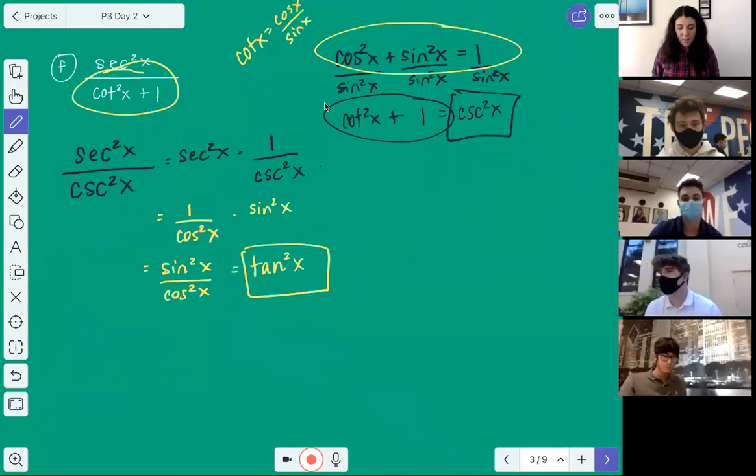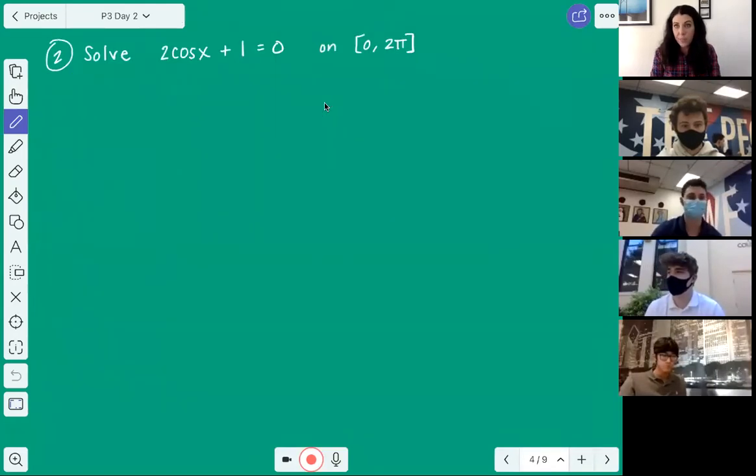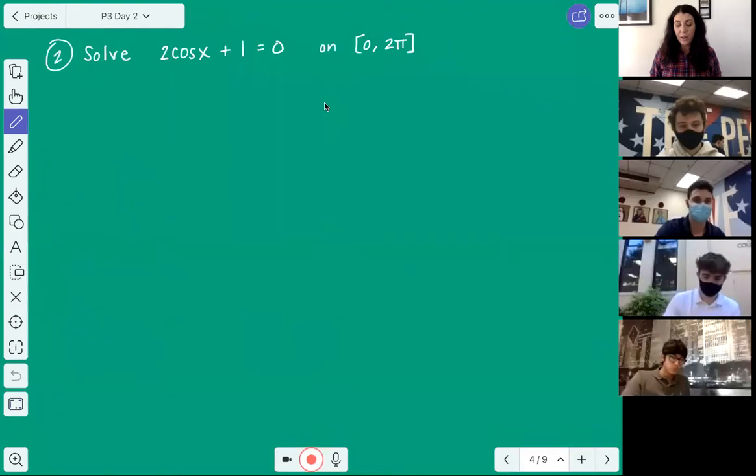Okay, we're going to move on to the next one, which is a solving question. Okay, so we're going to talk about how to solve our trig identities. This is going to use our algebra knowledge. This is also going to use our knowledge of the unit circle. These become tricky. These are all no calculator, so make sure you're not using a calculator.